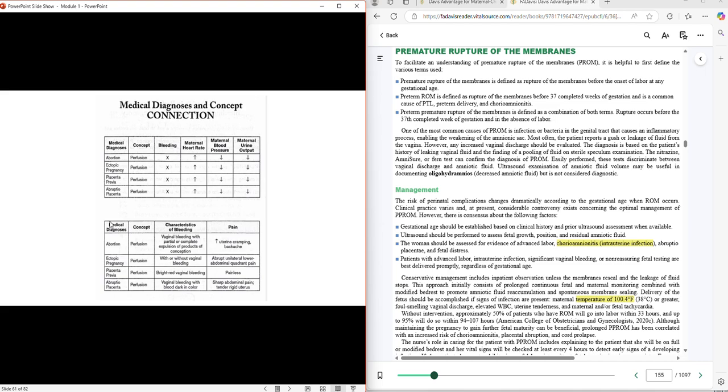This is just a little chart of things that we were talking about earlier. I really like this chart. Kind of shows you the different things that happen.